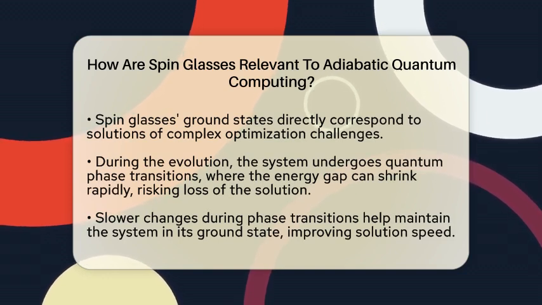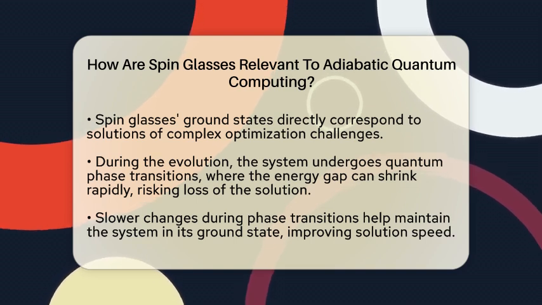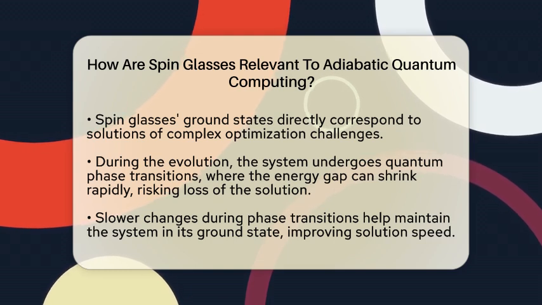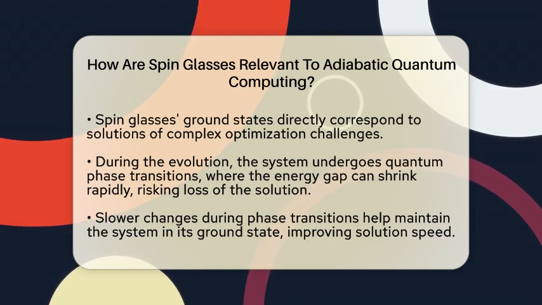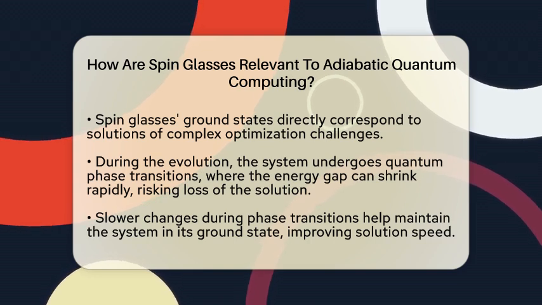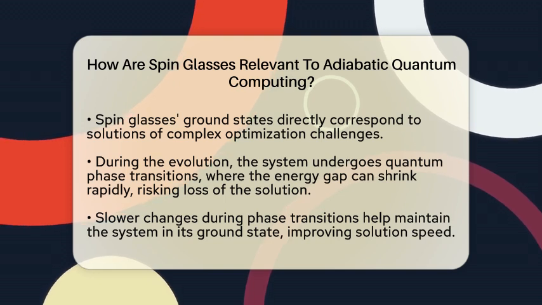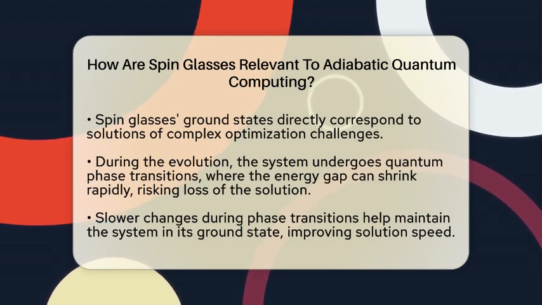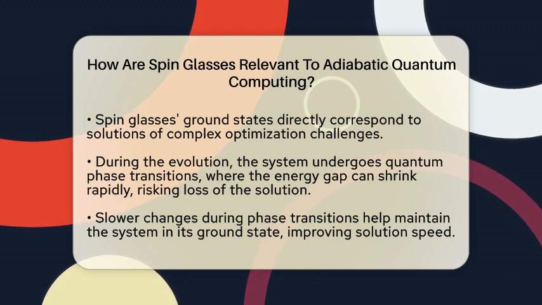The connection becomes clearer when we look at phase transitions. As the quantum system evolves, it passes through a point where the nature of its state changes sharply. This is called a quantum phase transition. During this transition, the energy gap between the ground state and the next excited state can shrink very quickly. If the gap closes too fast, the system might jump out of the ground state, making the process less efficient. But if the gap closes more slowly, the quantum computer can find the solution faster than classical methods.